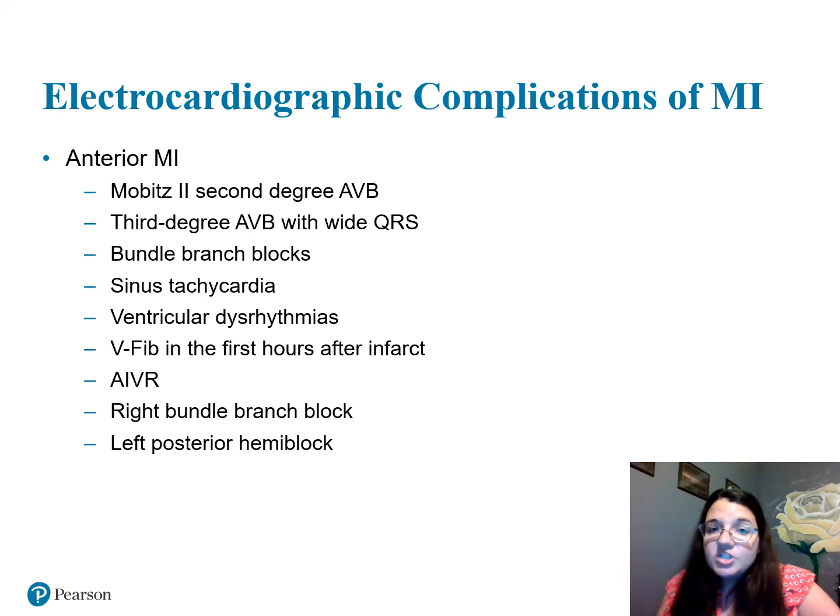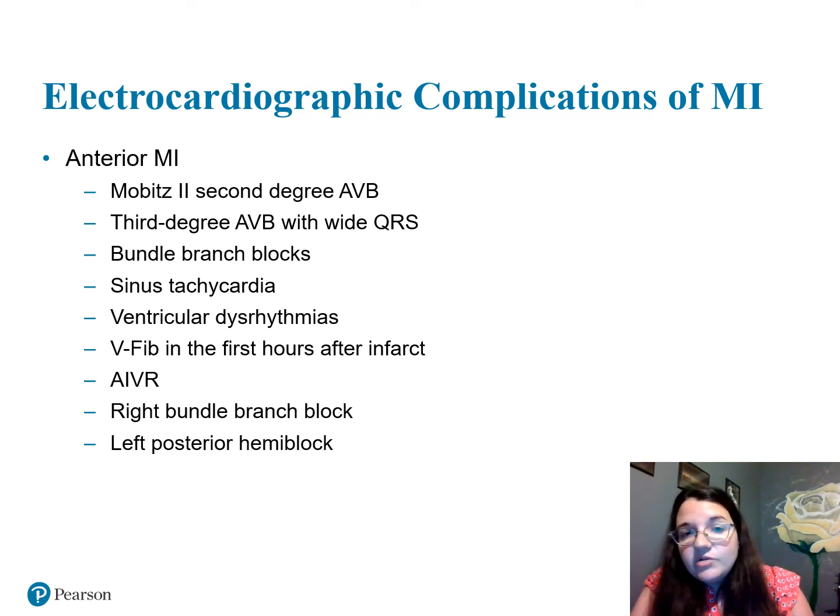Electrocardiographic complications of an MI. So these, we're going to look specifically at your anterior MI. Usually in anterior, we will have a Mobitz 2 second degree AVB. So this is all coming back from EKG 1. Remember all those rhythms you had to memorize? I said, don't forget. This is why, because when we're looking at an MI, we need to be able to know what rhythms are associated with what wall of the MI.